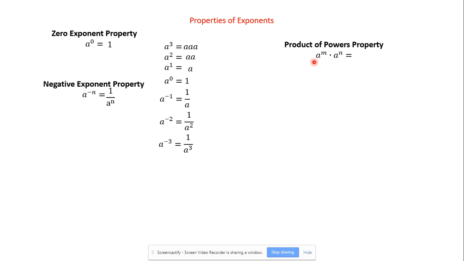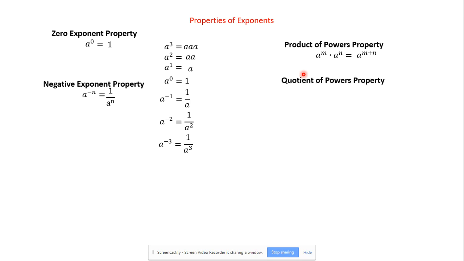So a to the m times a to the n. Well, this is m a's all multiplied together, and then n a's all multiplied together. Does this multiplication sign mean any different than any of the other multiplications? No. So we have m of them, and we have n of them. We just add them together. A to the m plus n. So if we have x cubed times x squared, we would end up with x to the 3 plus 2, which is x to the 5.